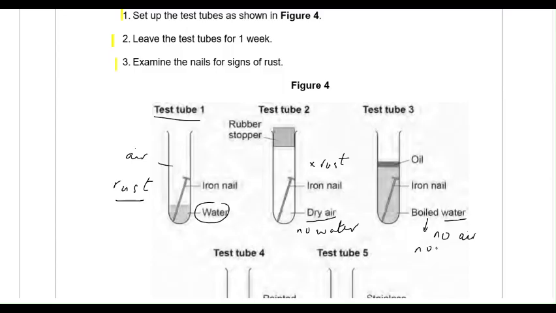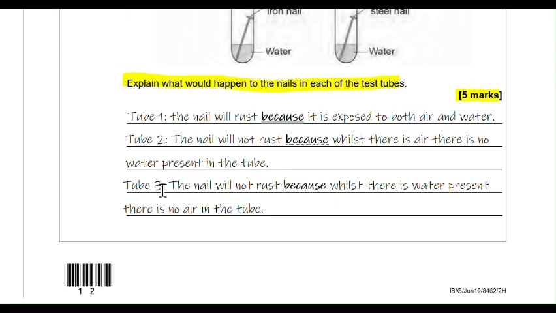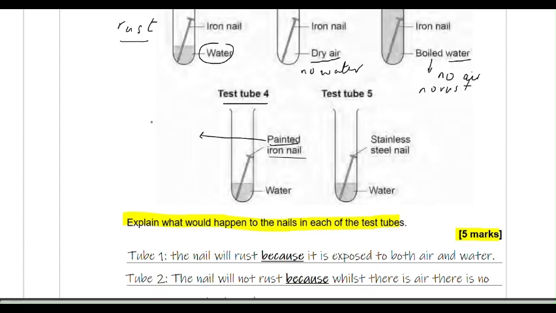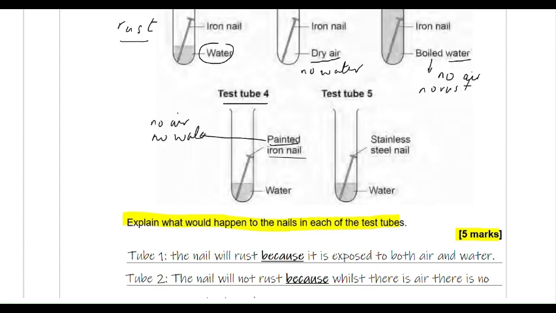So if we go to our answer grid for tube 3, the nail will not rust because whilst there is water present, there is no air in the tube. Test tube 4. In test tube 4 there's water and air, but if you notice the iron nail is painted, and this will prevent any air or water getting to the iron.